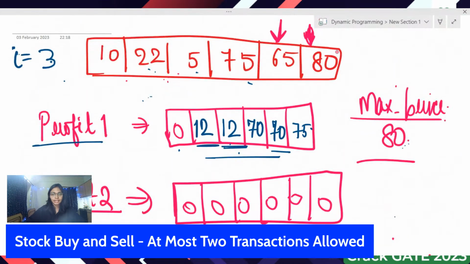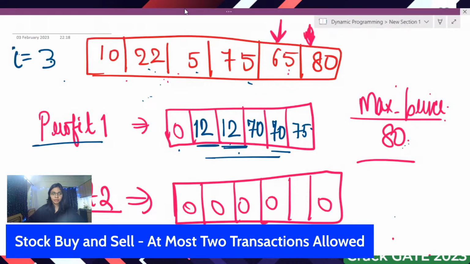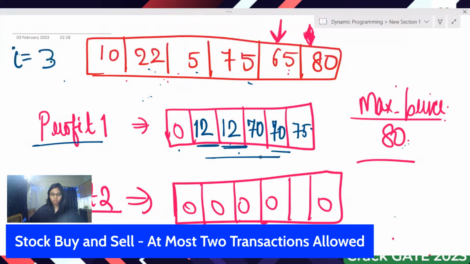Now when my I is here, what is 80 minus 65? That is 15, right? So is 15 maximum or 0 maximum? Obviously 15 is the maximum. So here you will replace this with 15. Clear? Let me erase it. This will be replaced by 15.